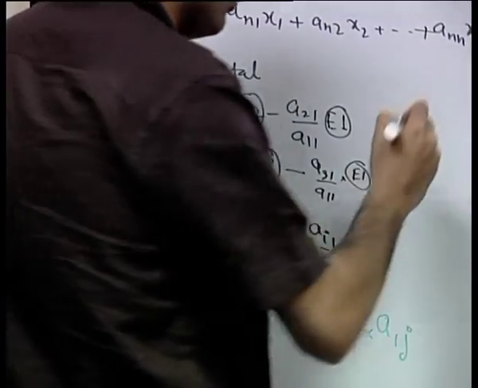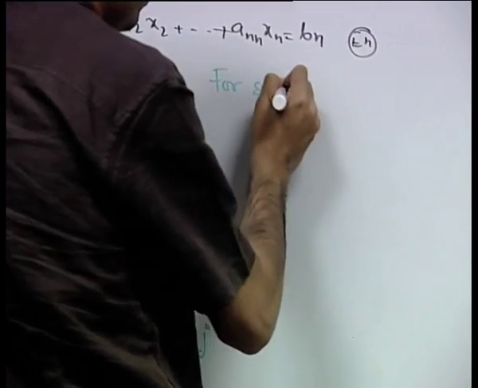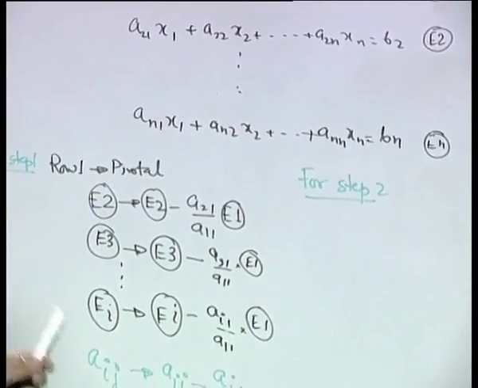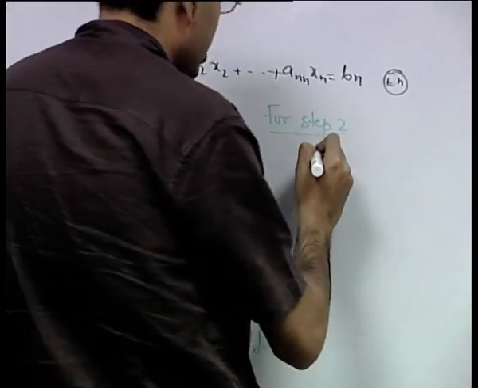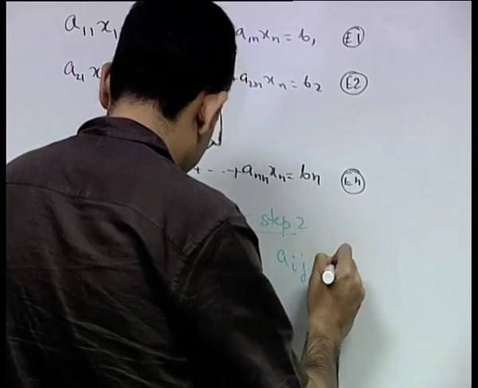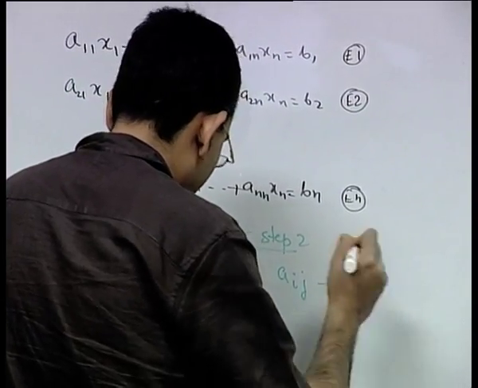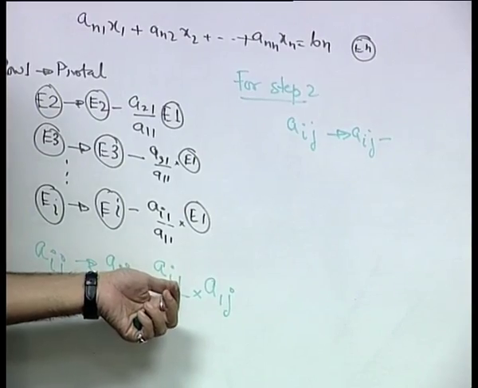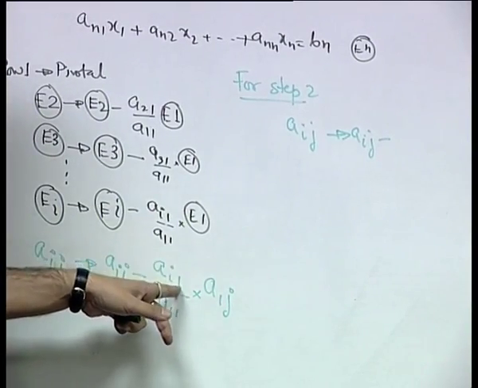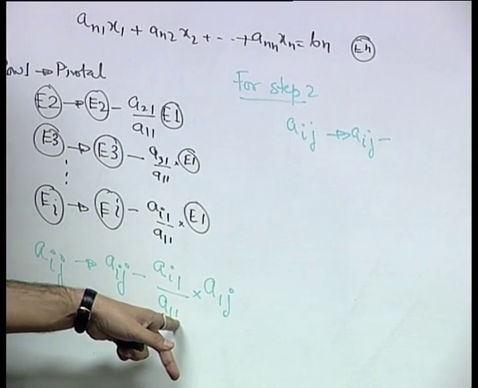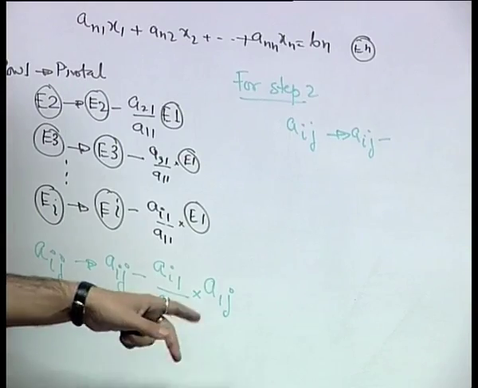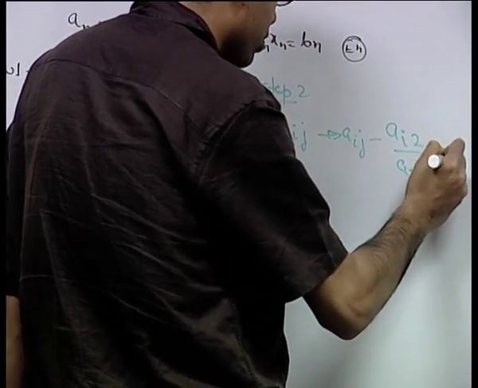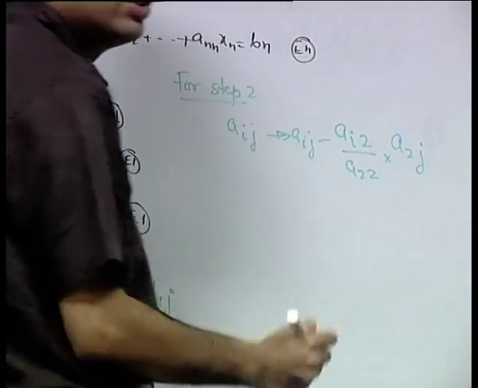Then for step 2, what will be this formula for Aij? Now let us see. It will be Aij minus, in place of Ai1 it will be Ai2, because now the second row will be the pivotal row. So, this subscript indicates the corresponding number of the pivotal row. So, this will become Ai2 divided by A22 into A2j.